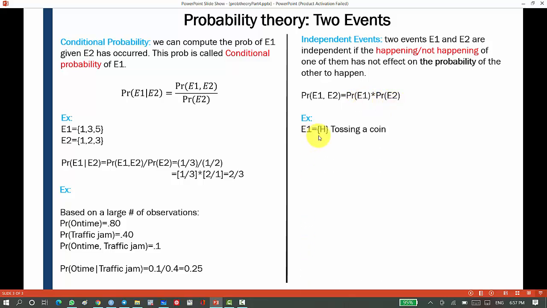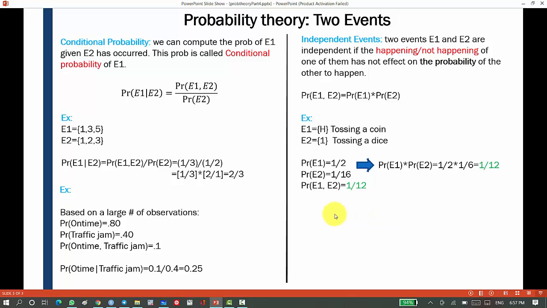For example, if E1 is getting a head and E2 is getting 1 when tossing the dice in these two experiments, then the probability of E1 we know is 1 over 2 and the probability of E2 is 1 over 6. Therefore, the probability of E1 times the probability of E2 is 1 over 12. On the other hand, we know that the joint probability of E1 and E2 is also 1 over 12. Therefore, E1 and E2 are independent because the joint probability of E1 and E2 is the product of their probabilities.